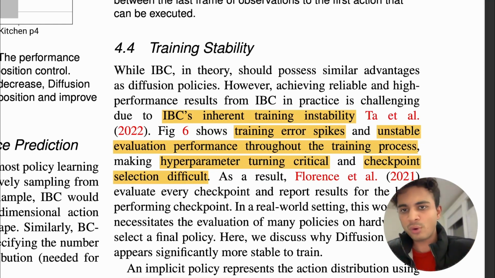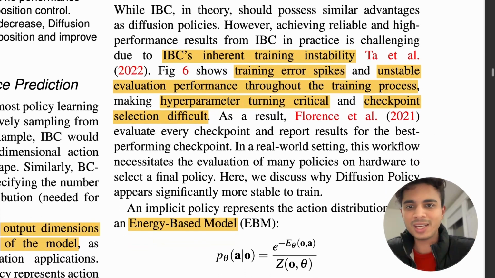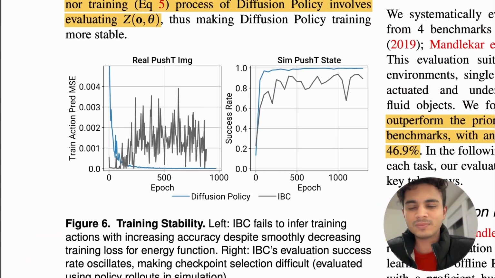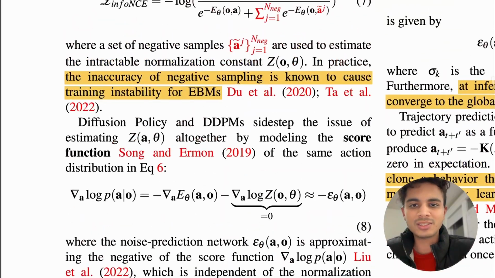Lastly, what I'm going to talk about is training stability. How does it bring that? In IBC, there was a training instability issue. Okay, let's go to the diagram. The gray one, you see, this is jittery over here. The gray one is the IBC, whereas diffusion policy is relatively smoother. In fact, extremely smooth as compared to IBC. Right? How does it achieve that?